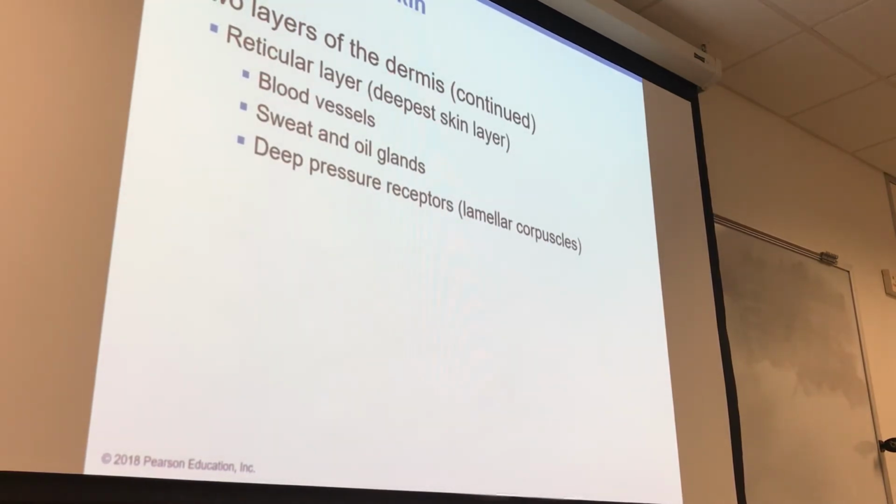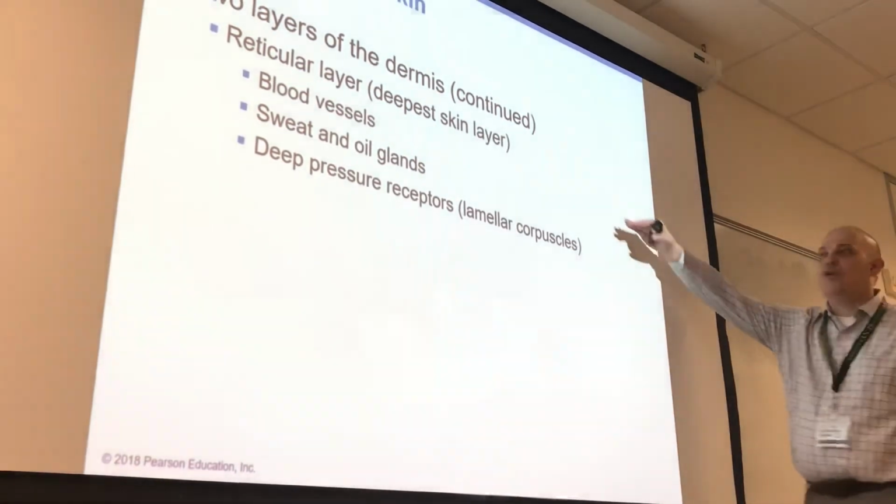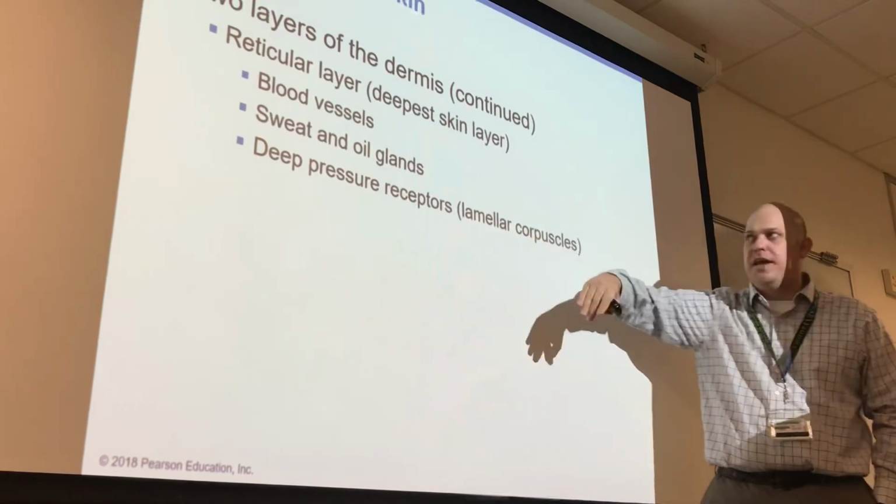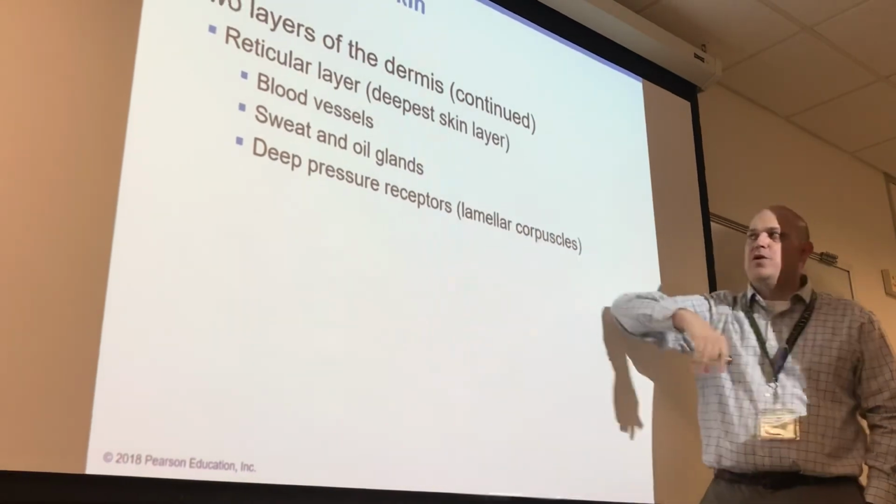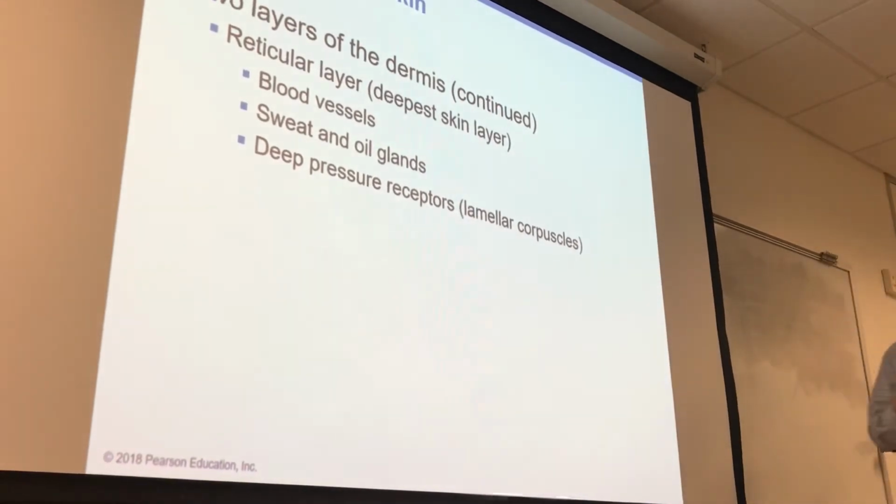The bottom layer and the majority of our dermis is referred to as the reticular layer. And within the reticular layer, this is where all the cool things of our skin are located. Blood vessels, sweat and oil glands, receptors of all kinds that help us to detect deeper pressures.